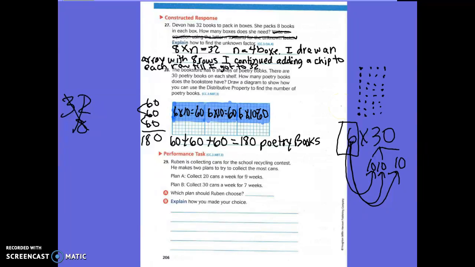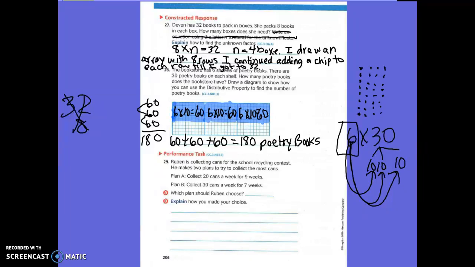Number 29. Let's read it. Ruben is collecting cans for the school recycling contest. He makes 2 plans to try to collect the most cans. Plan A, collect 20 cans a week for 9 weeks. Plan B, collect 30 cans for 7 weeks. Which plan should Ruben choose? Okay, let's first choose which one he should choose.